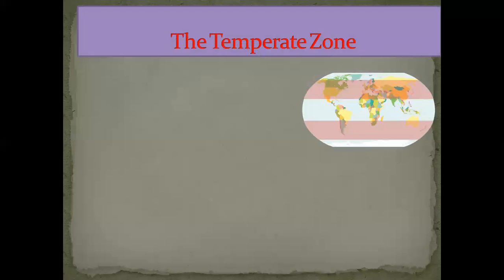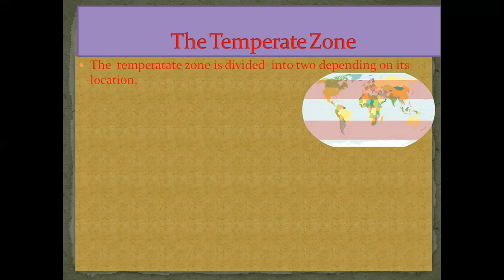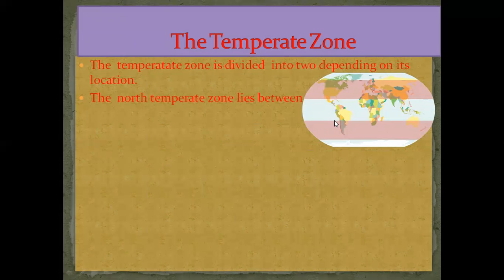Next one, the temperate zone. What do you mean by temperate zone? The temperate zone is divided into two depending on its location. On the basis of how we get the temperature at particular places, the earth is divided into three parts. First is the torrid zone, then the temperate zone, and the frigid zone. The temperate zone is also divided into two parts and two locations.